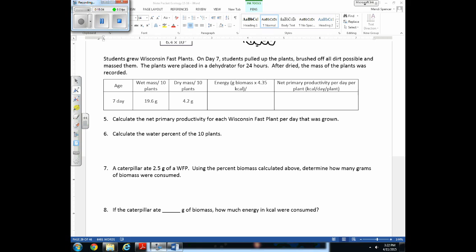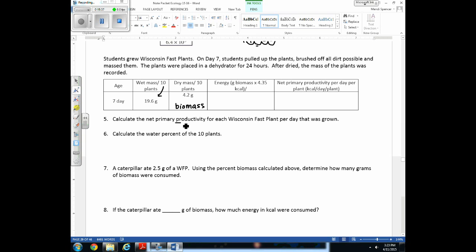It says students grew Wisconsin fast plants. On day 7, we pull up the plants, we brush off all the dirt, and we mass them. The mass of 10 plants is 19.6 grams. Then what we do is we put them in a dehydrator, and we're trying to determine the mass that's just due to biomass. So we have to remove all the water. And after we remove the water, then we have 4.2 grams. So this is the biomass of those 10 plants.